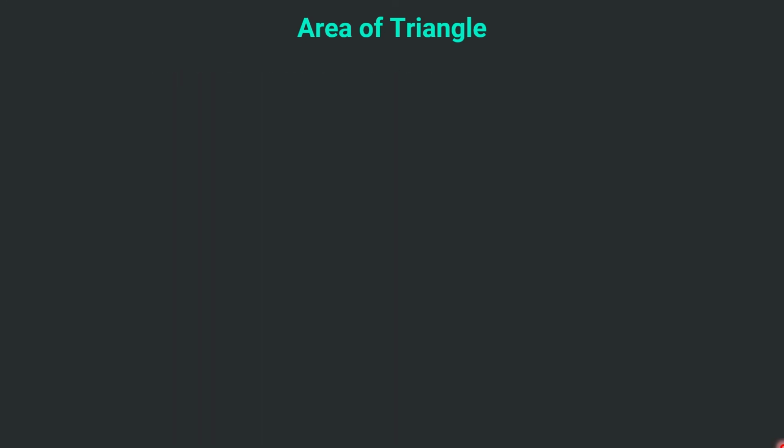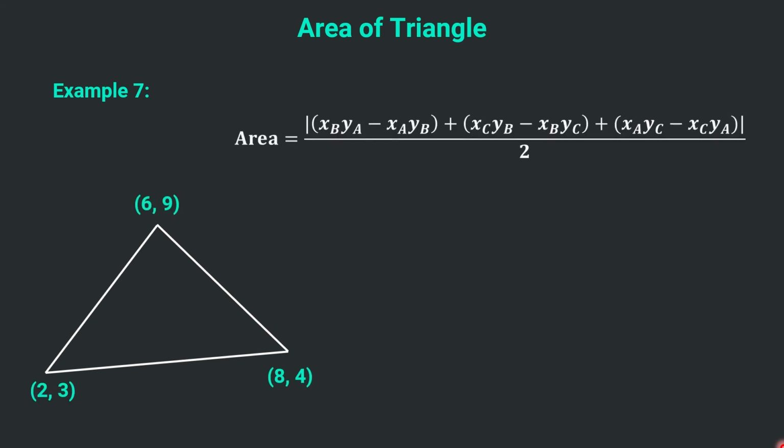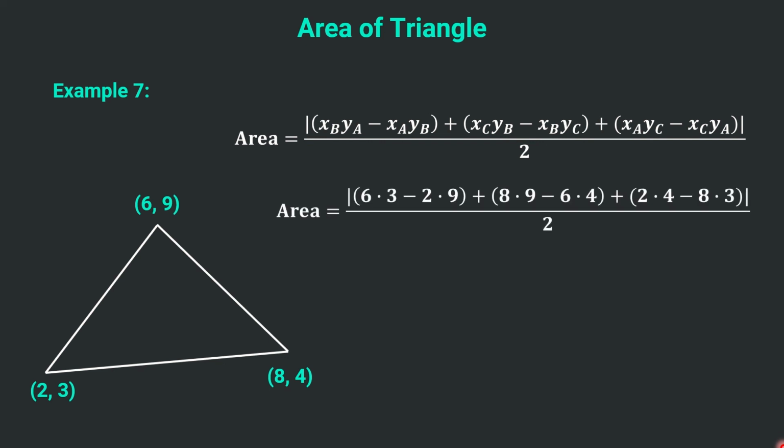So let's see an example first. For a triangle with its coordinates or vertices given as (8, 4), (6, 9) and (2, 3), the area is given as (XB YA minus XA YB plus XC YB minus XB YC plus XA YC minus XC YA) upon 2. Putting the values of the coordinates and simplifying, we get the area equal to 48 upon 2, that is equal to 24. So these were the 7 cases for which you can find the area of a triangle.